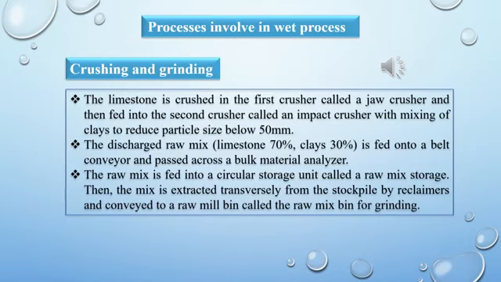Students, for the crushing in the wet process, there are two crushers. The first crusher is known as the jaw crusher and the second crusher is known as the impact crusher. And these crushers are used to reduce the size of raw material up to 50 millimeters. Now the second point is the discharged raw mixture, which contains limestone 70%, clay 30%, is fed into a belt conveyor and passed across a bulk material analyzer.